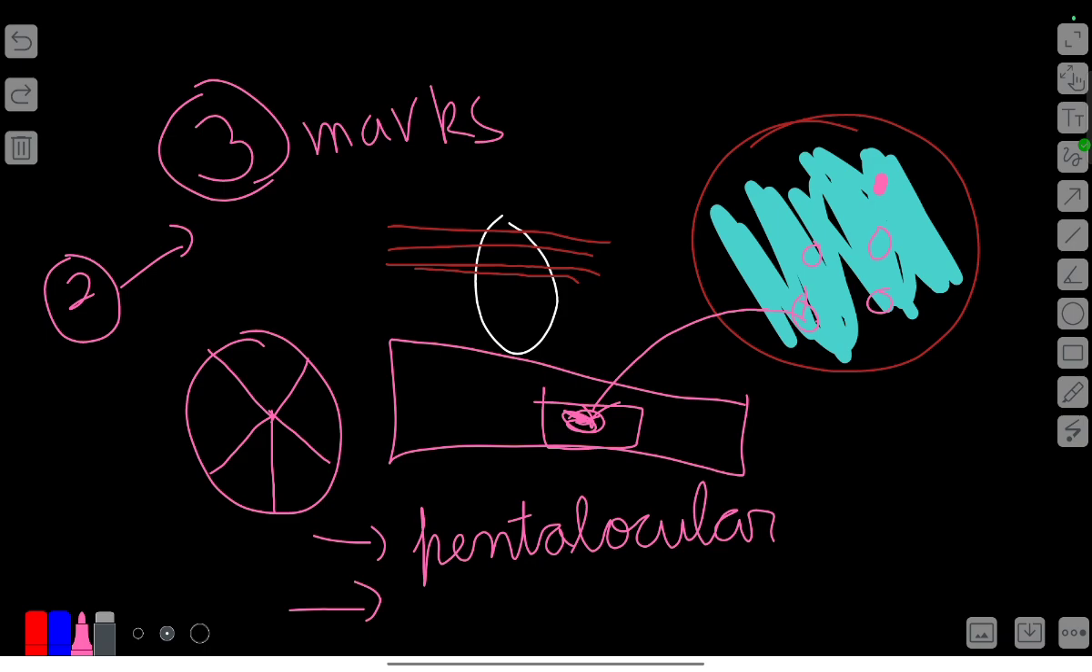And then you need to report what the type of placentation is. You see the ovules are arranged in this way. So obviously this is axile.